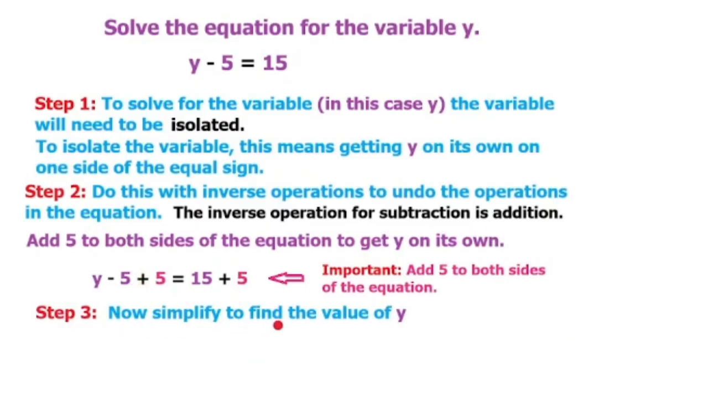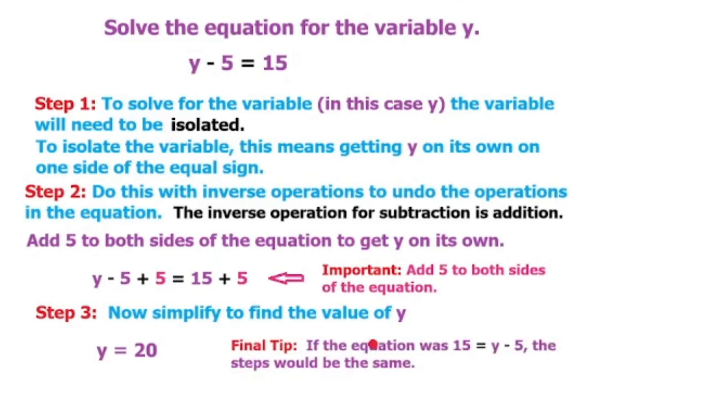Now simplify to find the value of y. So y minus 5 plus 5, that becomes 0. And then 15 plus 5 is 20. y equals 20.